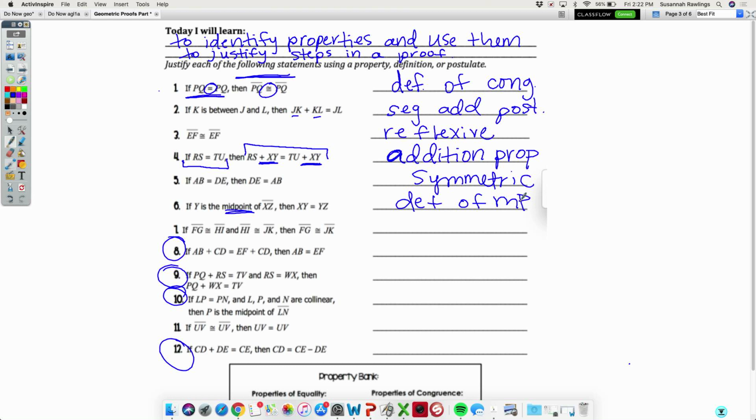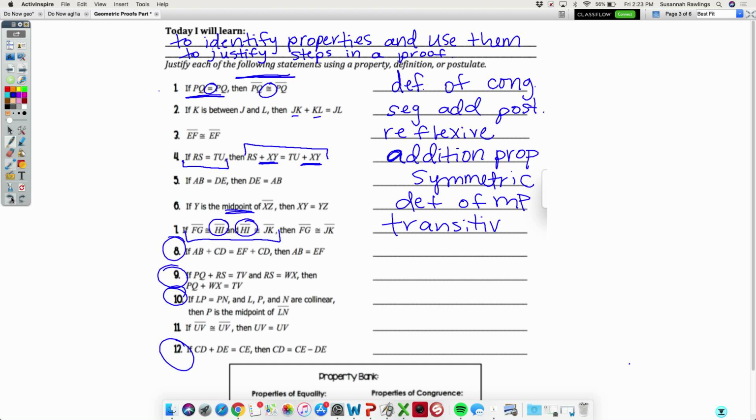In number 7, we see that one of those segments has been repeated. FG is only there once. I'm just talking about in the if statement. Which one do we see more than once? HI. We see that HI has been repeated, and then it was deleted. So that is our transitive property. That is transitive because we have that and in the middle and we have something deleted and repeated.